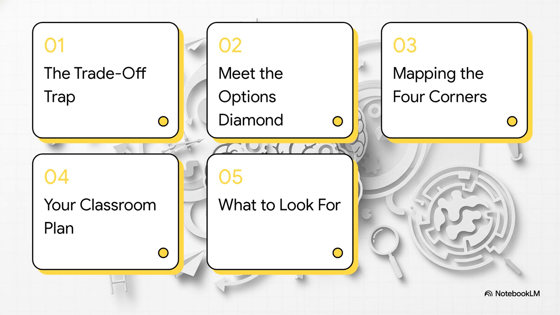So here's our game plan. First, we'll dig into that trade-off trap. Then I'll introduce you to the options diamond. We'll break down exactly how it works. I'll give you a 20-minute plan you can use tomorrow, and we'll wrap up with what to look for in your students' thinking. Let's do this.